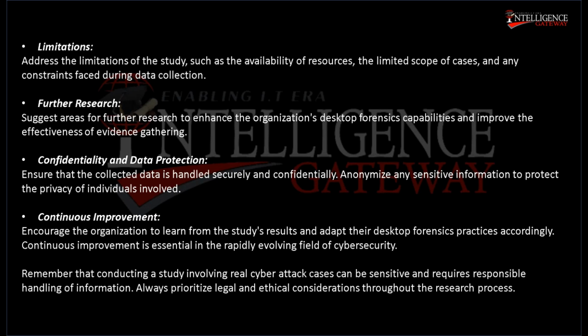Continuous improvement. Encourage the organization to learn from the study's results and adapt their desktop forensics practices accordingly. Continuous improvement is essential in the rapidly evolving field of cybersecurity. Remember that conducting a study involving real cyber attack cases can be sensitive and requires responsible handling of information. Always prioritize legal and ethical considerations throughout the research process.